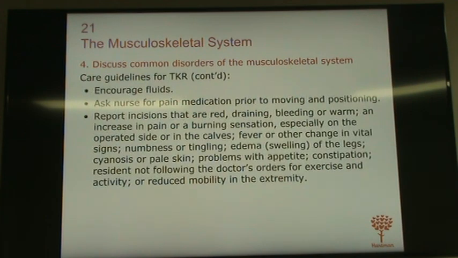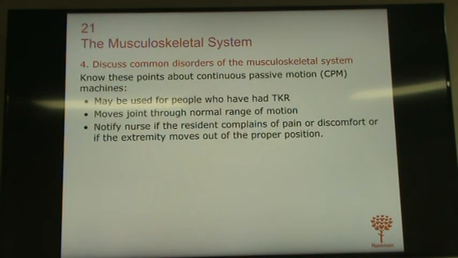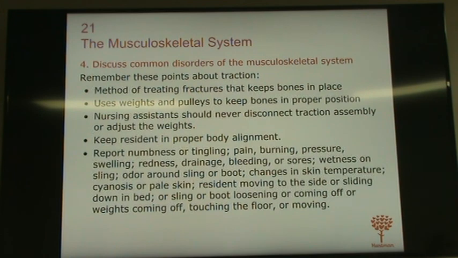With knee replacement, with hip replacement, you would take the same kind of care to be careful with the resident. You do not want any dislocation of that knee or that hip as you're trying to turn them or transfer them. So all of that.